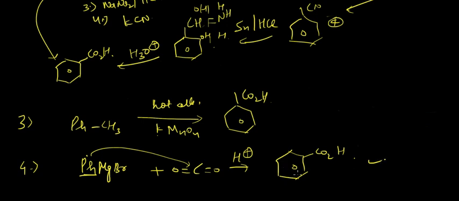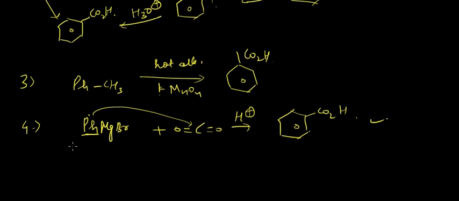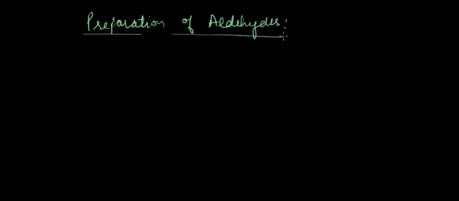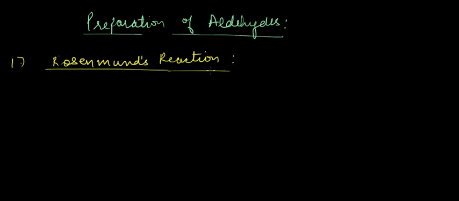Okay, now let's start with a new topic, which is preparation of aldehydes. Okay, so in the preparation of aldehydes, let's first see the Rosenmund reaction. So what happens in the Rosenmund reaction is we have benzoyl chloride. Okay, benzoyl chloride is nothing but this structure.